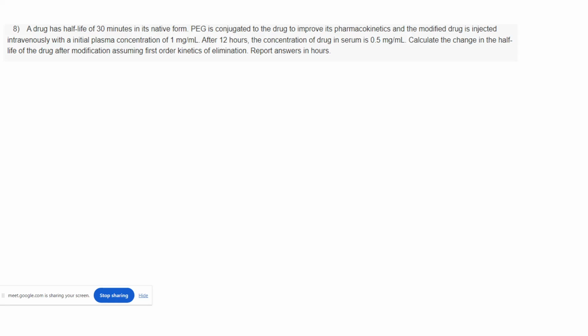I think you guys already submitted this answer for this question. You might have already gotten the correct answer here. We'll just see how to get that answer. Was anybody able to solve till now? What is the change in half-life of the drug after modification, assuming first order kinetics of elimination?